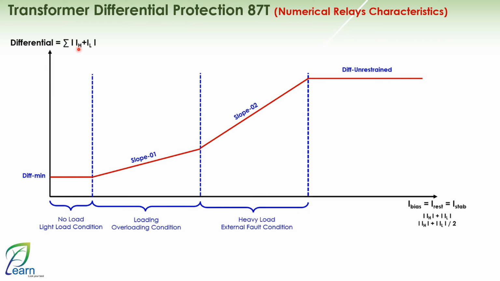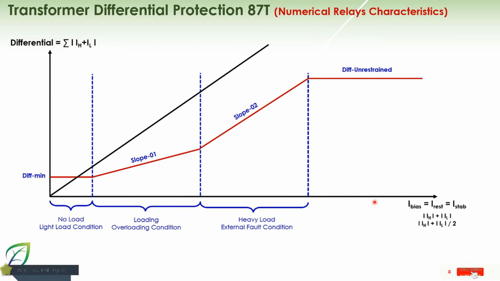And the restraining is essentially the algebraic sum of the currents. Therefore, the maximum value of the differential is the algebraic sum of the currents. And similarly, the restraining is the algebraic sum of the currents. In this case, you will find that the differential and restraining values are equal, meaning you are definitely on a slope of 45 degrees.